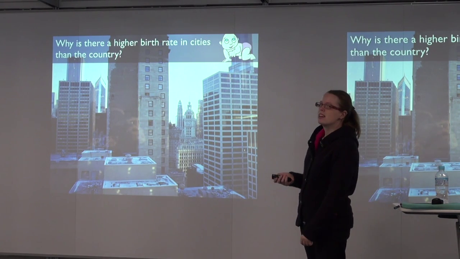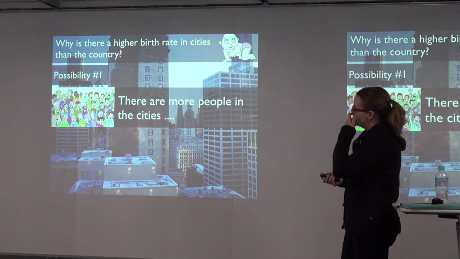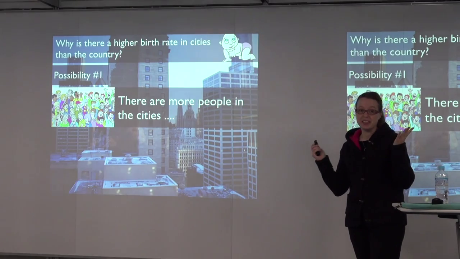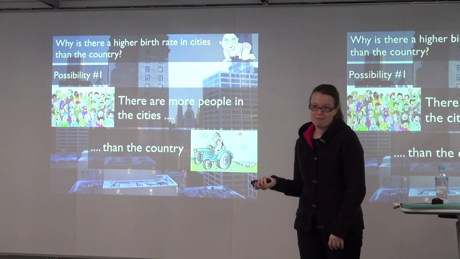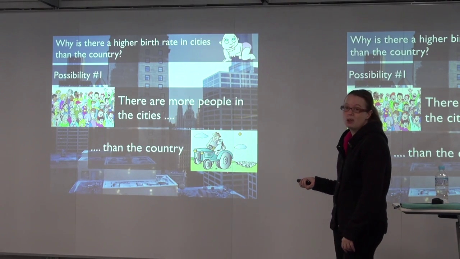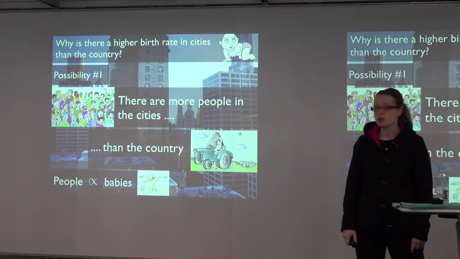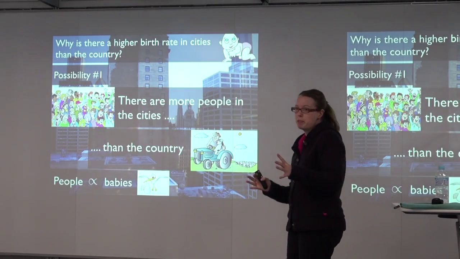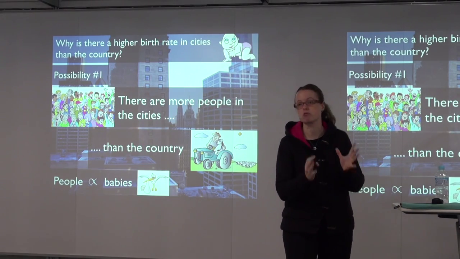So in this analogy, possibility one is that there are more people in the cities than in the country, where you just have a few people and a lot of sheep. And people are proportional to babies. You have more people, therefore you have a greater number of small, very annoying children.